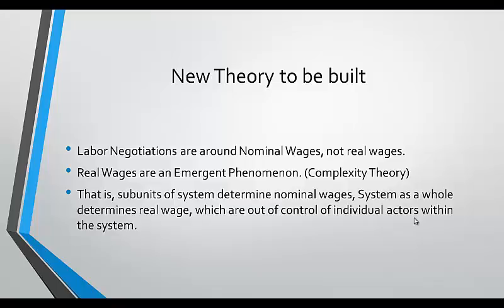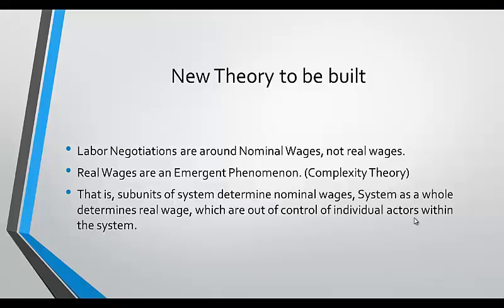So now in complexity theory, the key thing is that the behavior of the system is determined by the interactions between the different units, which means that if you understand the behavior of one individual, it doesn't allow you to understand how the system behaves. And what happens to one individual cannot be multiplied by n to get the behavior of the whole system.